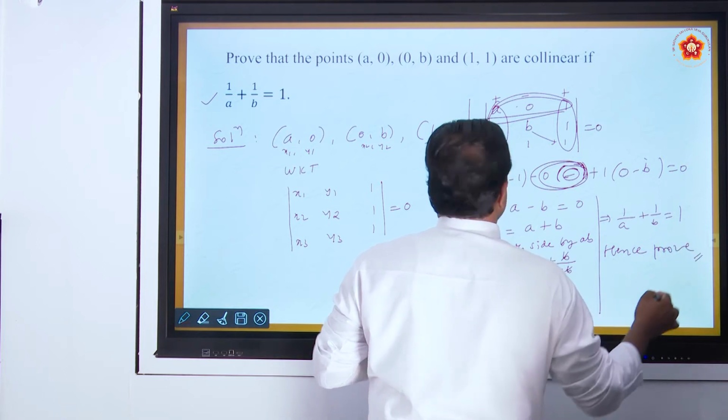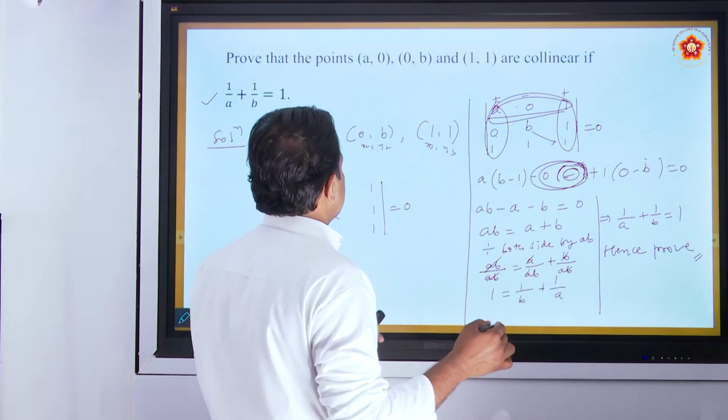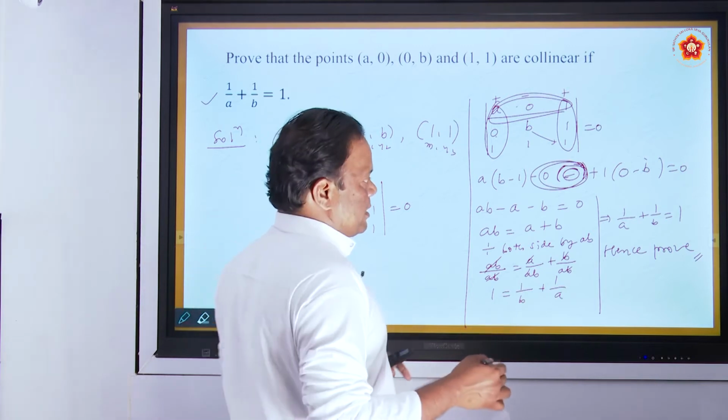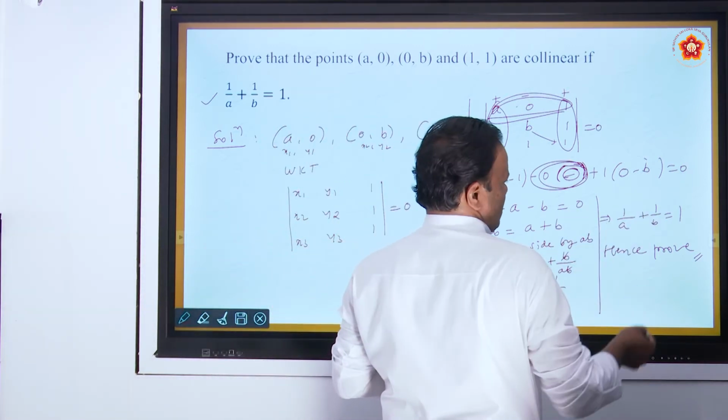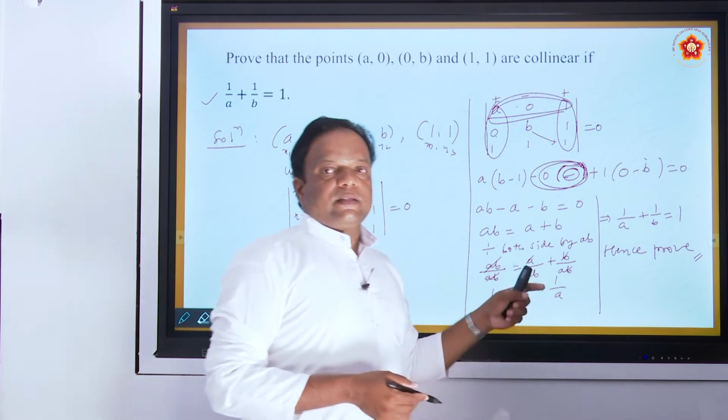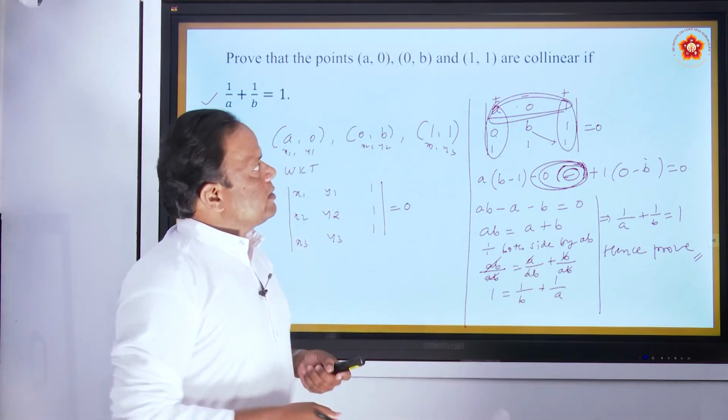So we have to prove this one, no? 1/a + 1/b = 1. This is our condition. Okay, this is the third problem.